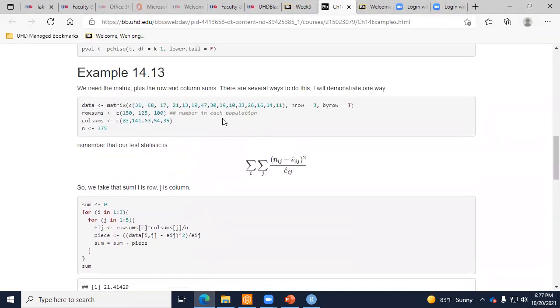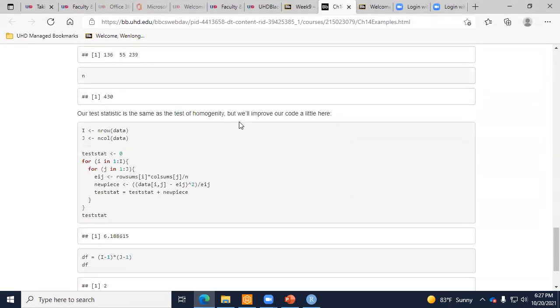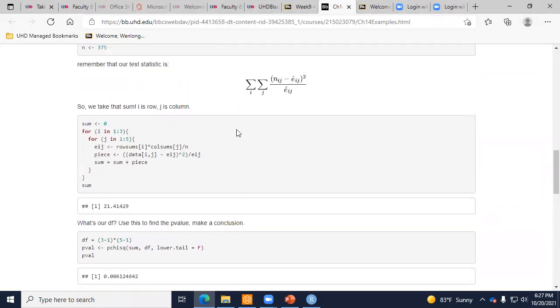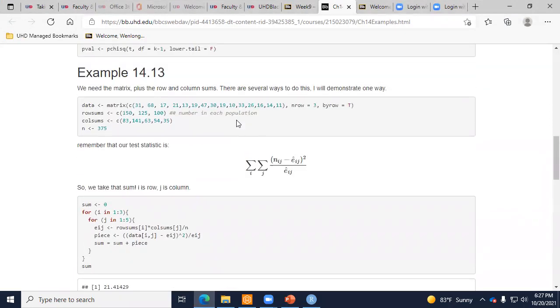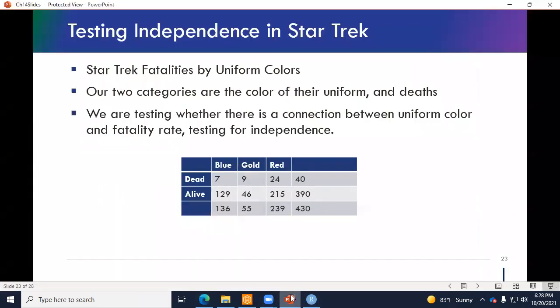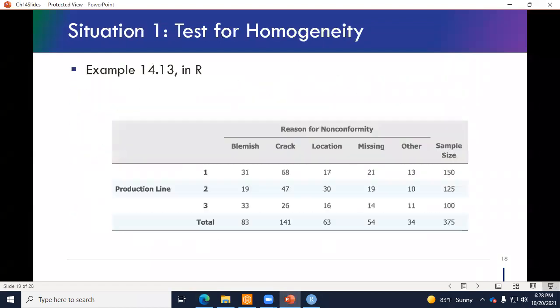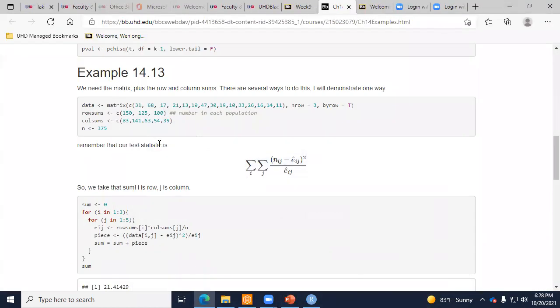I'm supposed to run, let's just do it for these two different types of test. So this is the example corresponding to the test for homogeneity. So I just put the data here. Well, this example 14.13 corresponds to this data, and we'll work on it in R.